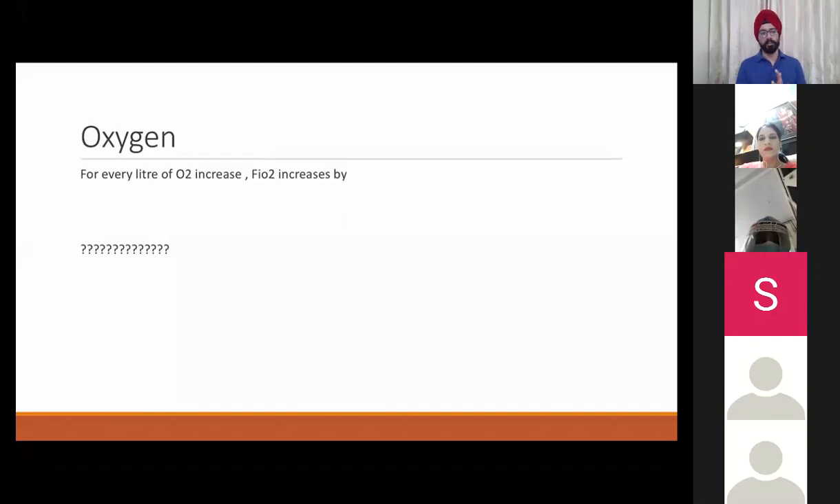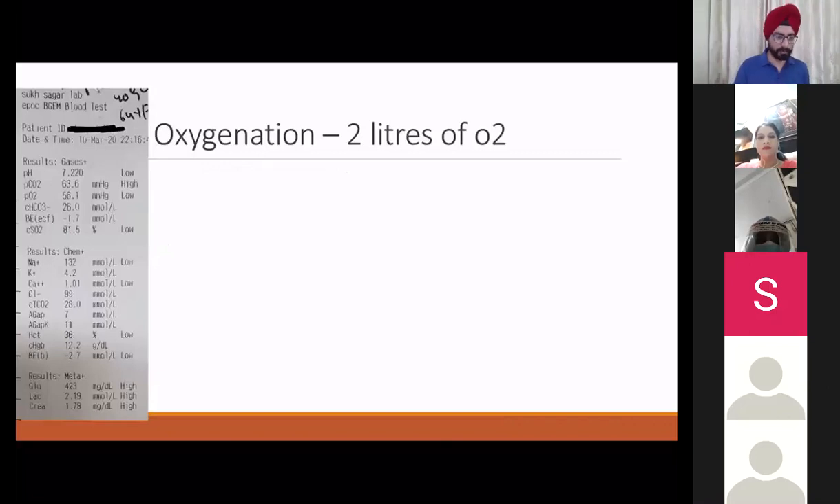So 4% or 0.04 FiO2, because it's in fraction. So when you started the patient on 2 liters of oxygen, for example, if you need to calculate FiO2, if the patient is not on a ventilator, if the patient is on oxygen, you need to calculate it. You increase it by 4 for every liter of oxygen. Correct. So let's look at this ABG.